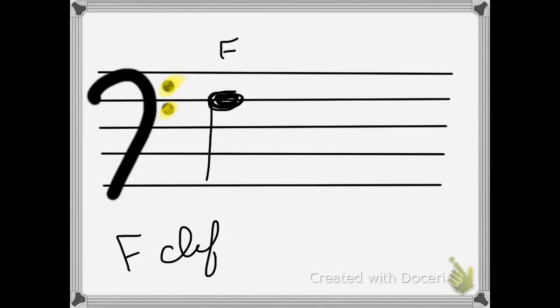Now think through our musical alphabet. What comes after F? A, B, C, D, E, F, G. So we know that the next space would be G. In this very top line, after we go to G, we have to go back to the beginning, and that would be A. So we have F, G, A.